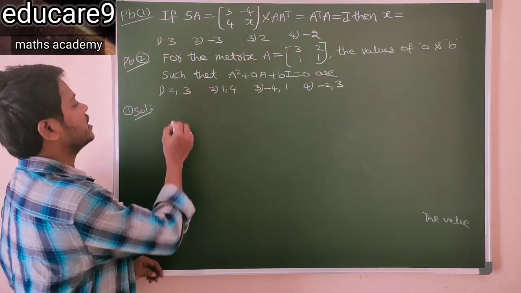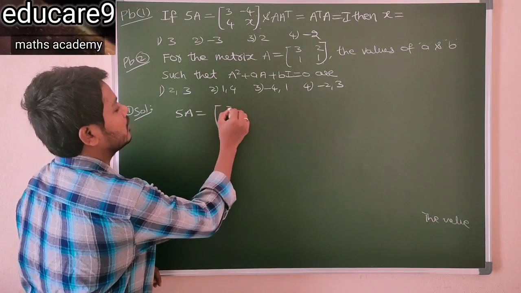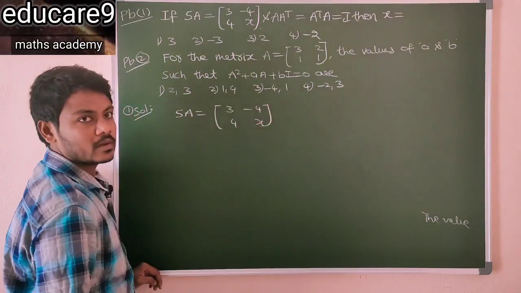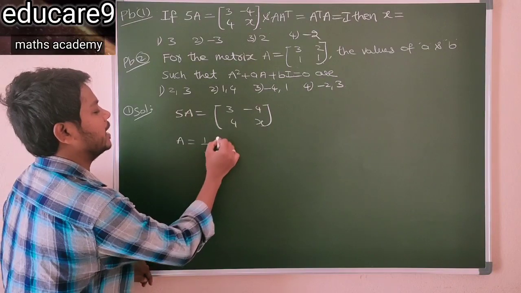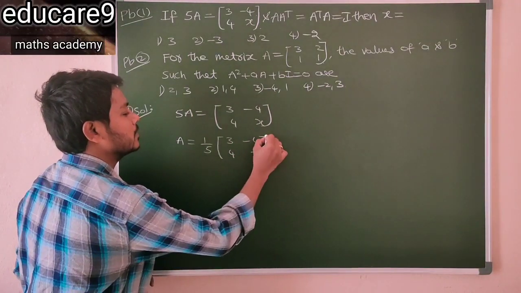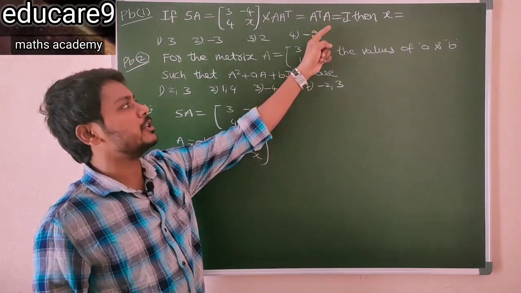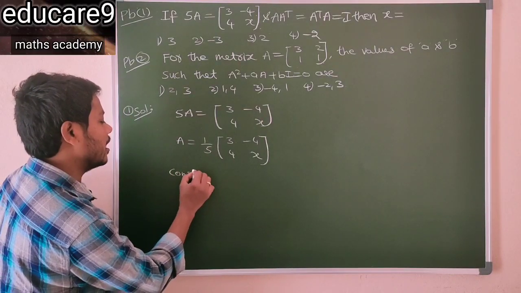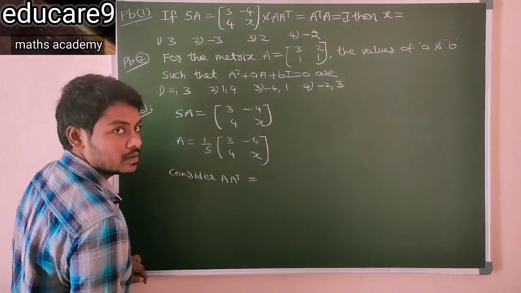So, see the first solution. Given A is equal to 1/5 times [3 -4; 4 x]. Here A into A transpose is I. So here consider A into A transpose is equal to what?